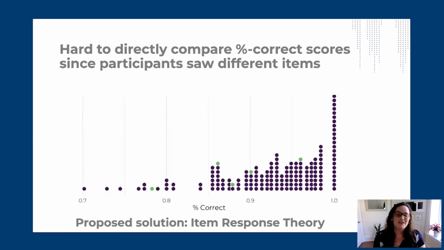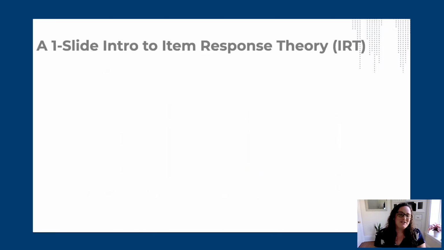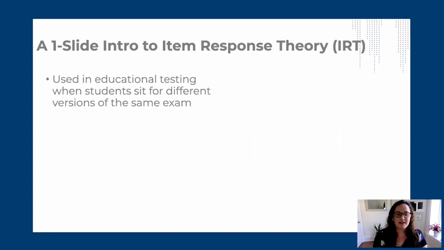The proposed solution that we came up with is item response theory. My one slide introduction to item response theory is that these are a class of statistical methods that are often used in educational testing. It's really common in educational testing for students to sit for different versions of the same exam. You can think about the SAT, there are different versions offered every year. Students are seeing different questions, but are given scores that are meant to be on the same scale, even though some students might see questions that are harder or easier than others.